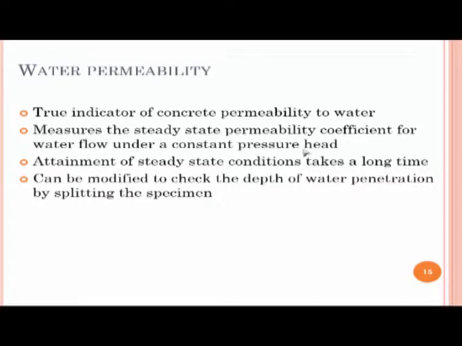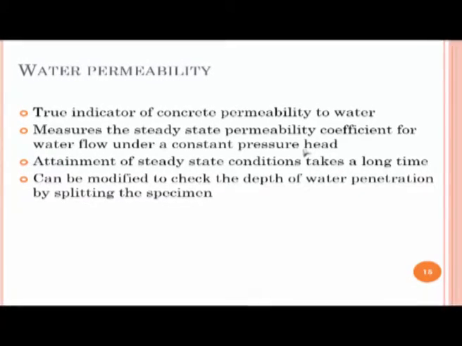In terms of concrete also, this is a true indicator of how permeable concrete is to water, how easily it allows water to enter. So it measures basically the steady state permeability coefficient for water flow under a constant pressure head. In other words, I have my concrete specimen, I maintain a certain pressure head of water above that specimen and measure the amount of water that flows out of the concrete, and at the stage when the flow of water becomes constant, that means I get so many milliliters or cubic centimeters per minute or per hour constant flow, then I can determine by Darcy's law the permeability coefficient of the concrete.